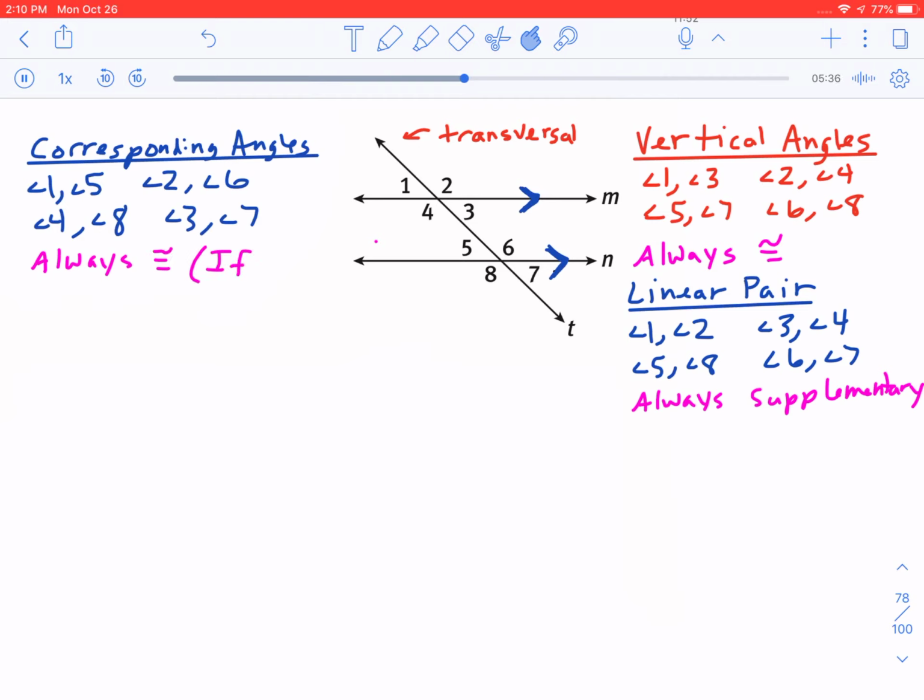I'm going to also write "if parallel," so if lines are parallel. This is the symbol for parallel. As long as the lines are parallel, the corresponding angles are congruent. Okay?